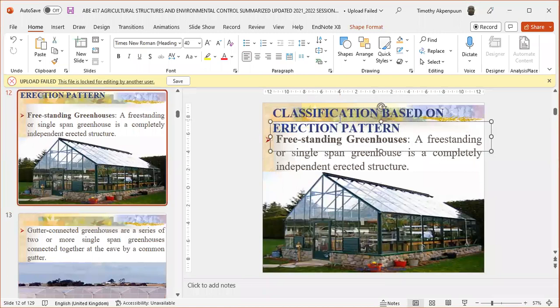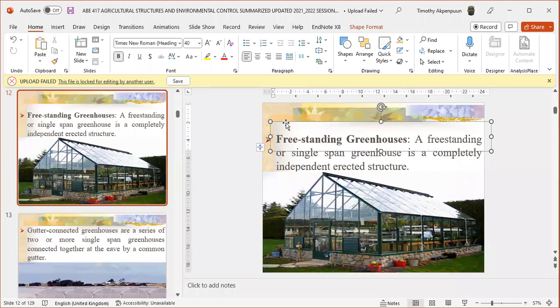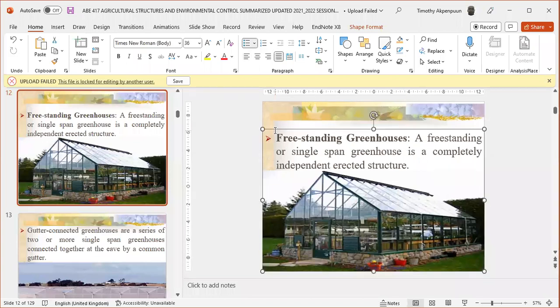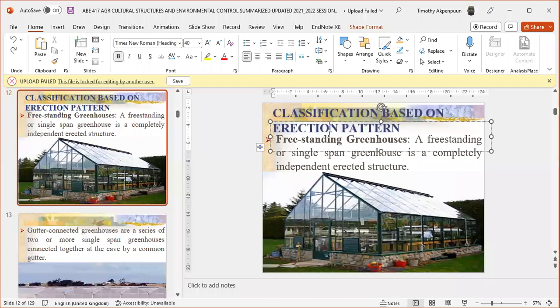Something is hiding. Classification of greenhouses. That's types of greenhouses, right? Types of greenhouses based on erection pattern.